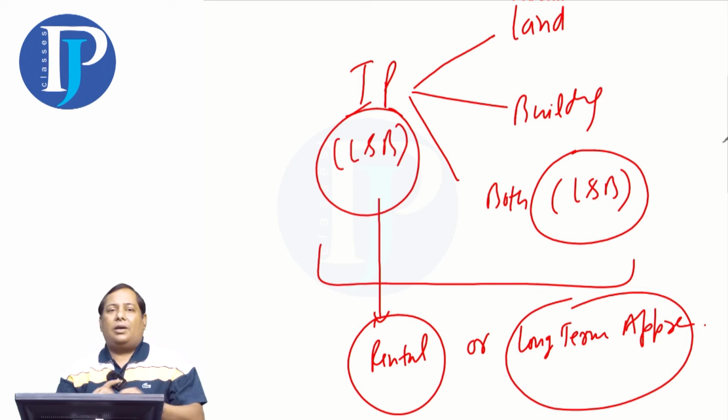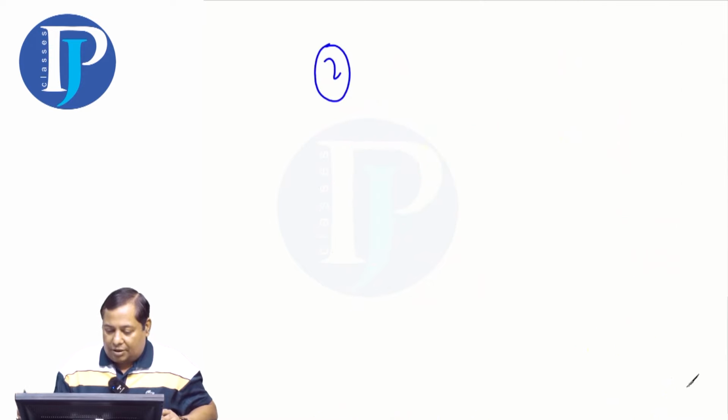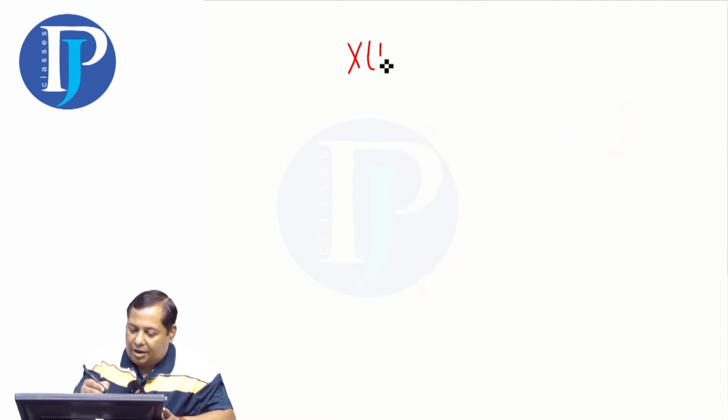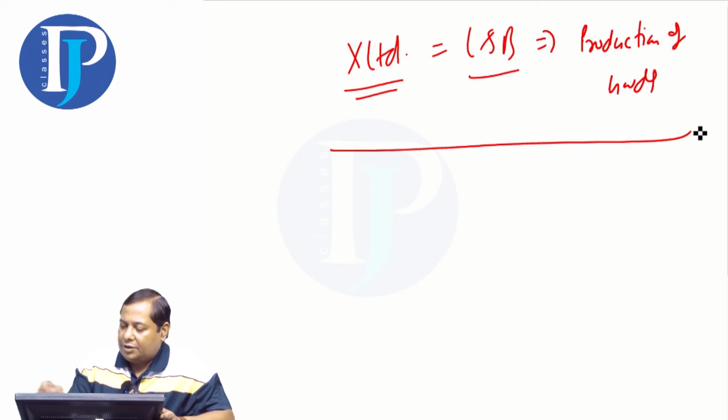Sir, I have a doubt. I just started speaking. No sir, I have a doubt. Please answer. Okay, ask. Sir, our doubt is that there is a company X Limited. So it has land and building. Sir, in this they are carrying out their production. Production of goods. So where would you cover this building?